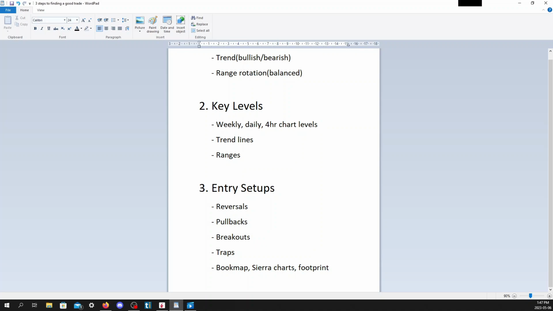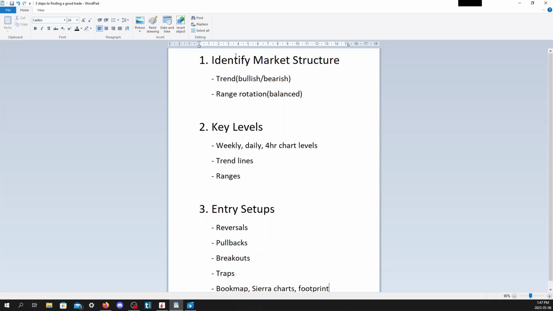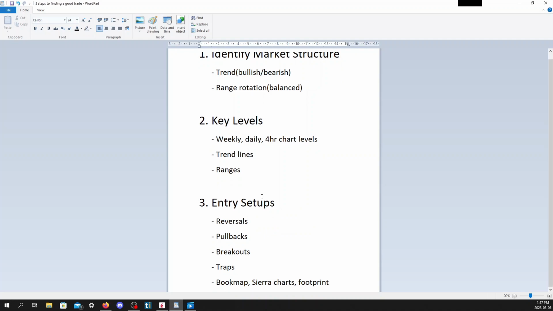Footprint charts will just give you a little bit more data rather than just candlestick charts, and they'll show you the order flow a little bit more. But that's a little bit more advanced, and once you get more advanced in your trading, then you can look into these things. But for now, just focus on the basics. The market structure, key levels, and then your basic entry setups, and that'll really help simplify your trading.